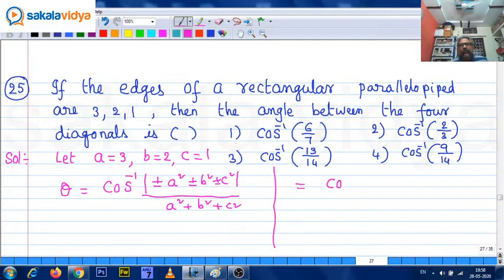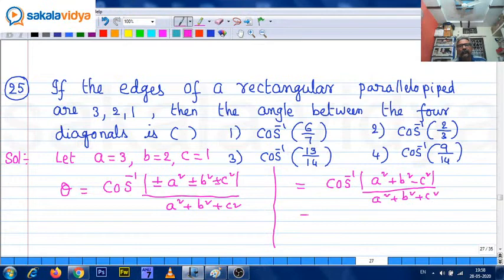So let us consider like this. Cos inverse of mod of a square plus b square minus c square. That means plus plus minus, plus minus plus, minus plus plus you can consider. But we should not consider a square plus b square plus c square or minus a square minus b square minus c square, because the angle between the diagonals cannot be 0 degrees or pi. So upon a square plus b square plus c square.